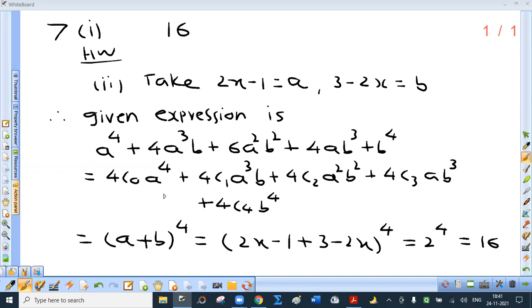They can be expressed in the form of binomial coefficients. So this is (a plus b) raised to 4. A is 2x minus 1. B is 3 minus 2x. So it is 2 raised to 4, which is 16. You need not write, take this equal to a, this equal to b. You may also say that (2x minus 1) raised to 4 is 4C0 (2x minus 1) raised to 4, and so on. For that also you'll get full marks. But this is a must, 4C0, 4C1, and so on.